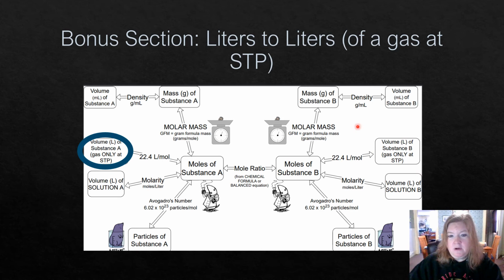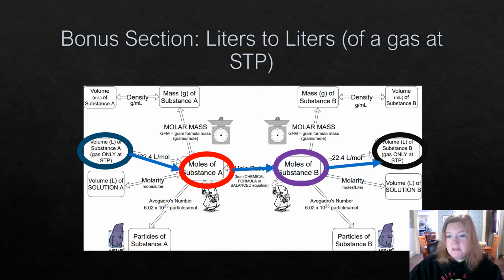Well, there's no arrow that goes directly. That would be nice if it did, but there's not. So I have to go step by step. I'm going to go first to moles of the first substance, use the balanced equation to get moles of the second substance, and then I can get to the volume of the second gas. That's how you do it.